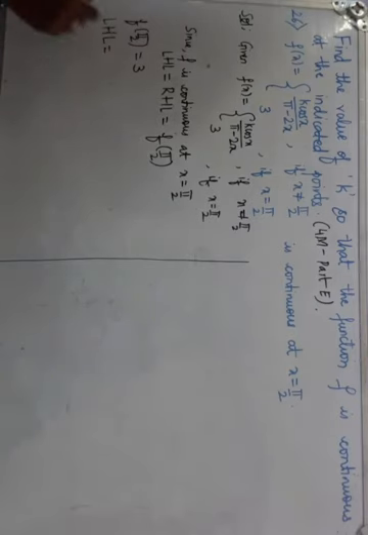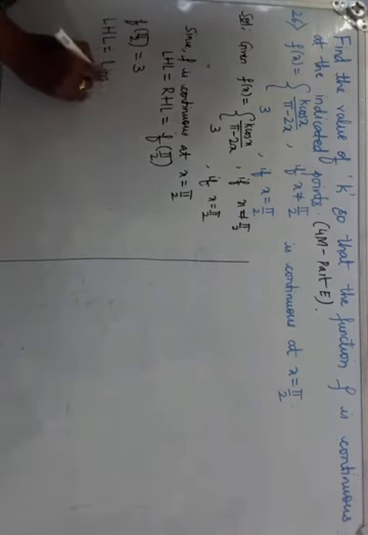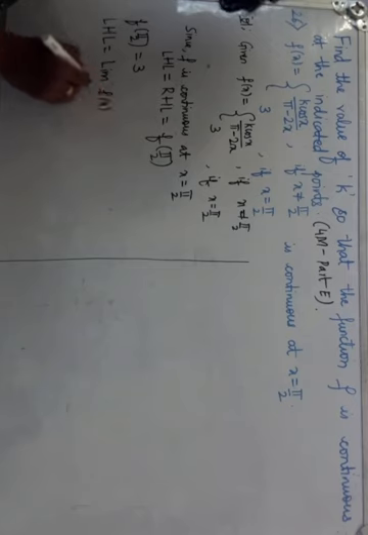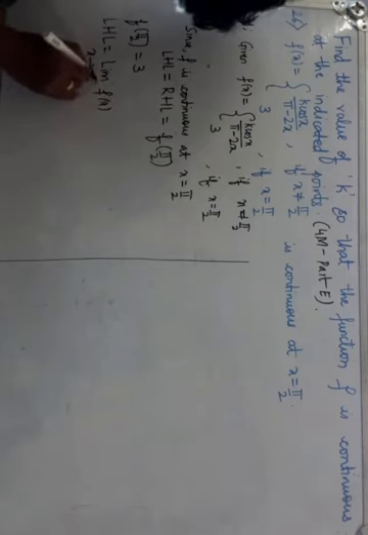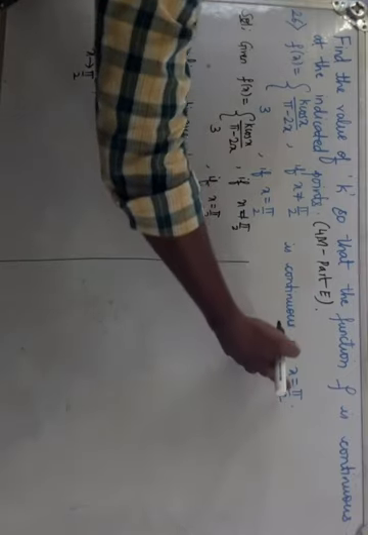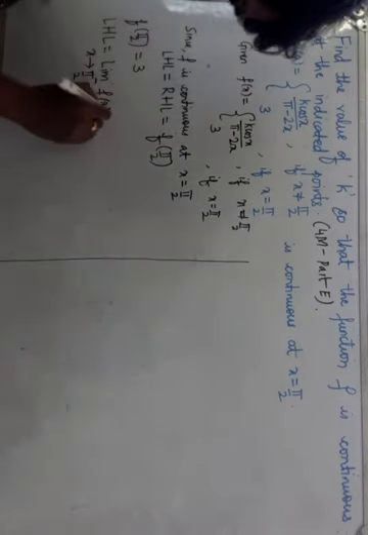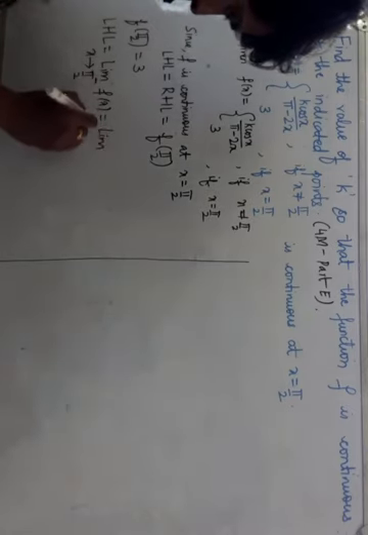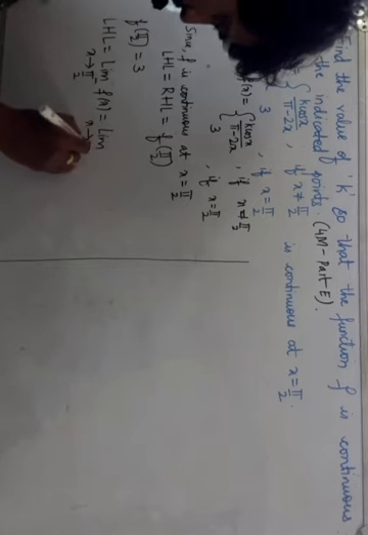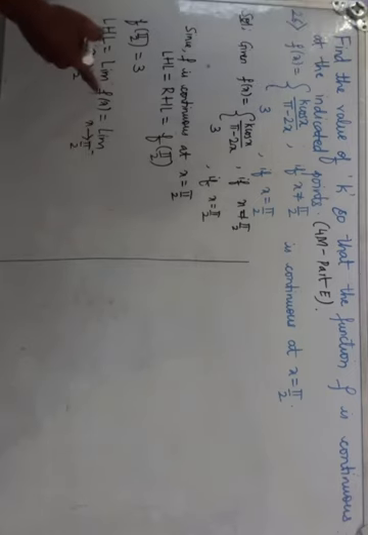LHS is equal to the limit of the function f of x as x tends to pi by 2 minus, because they have mentioned x is equal to pi by 2, that's why I consider x tends to pi by 2 minus. So this will be the limit as x tends to pi by 2 minus. What is the value of the function f of x when x is approaching pi by 2? And it is not equal to pi by 2.